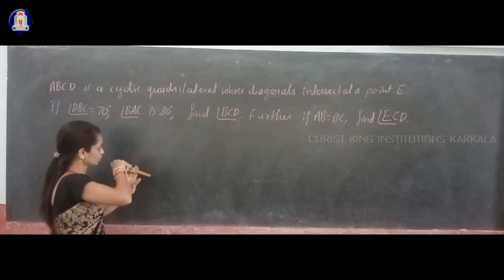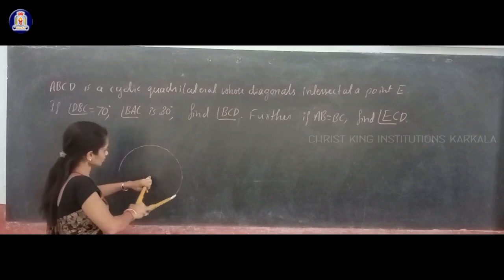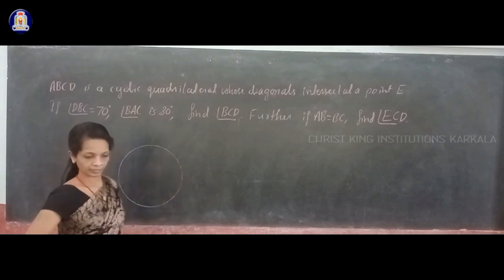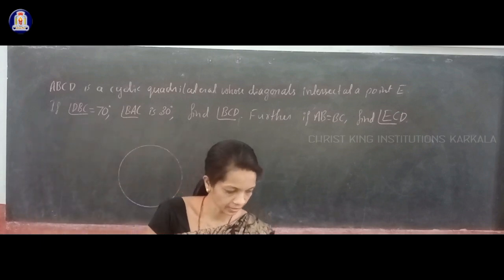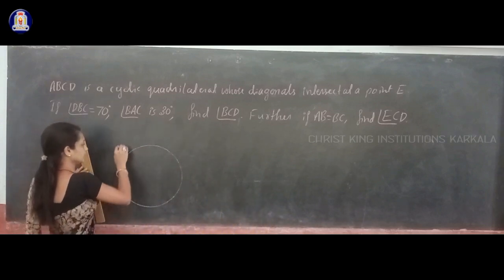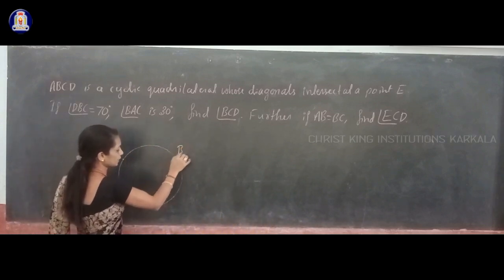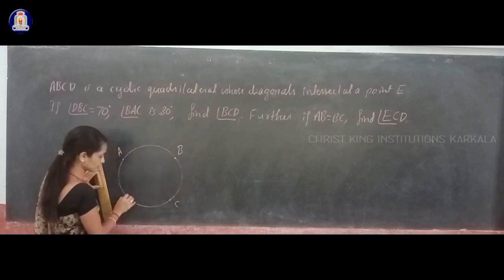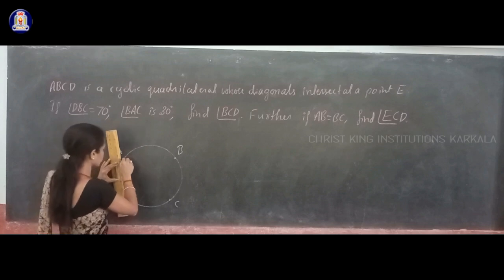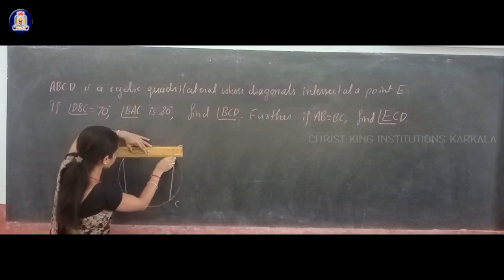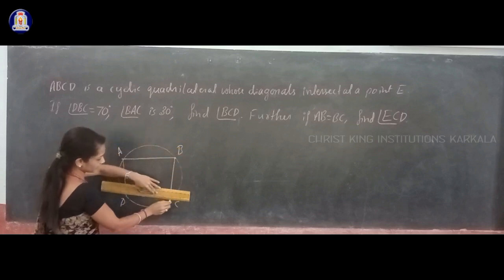That is, first you draw one circle, and take 4 points on that circle, so that you can draw one quadrilateral. I will take A, B, C and D, the 4 points on the circle. Now you have to join AB, BC, CD and DA.